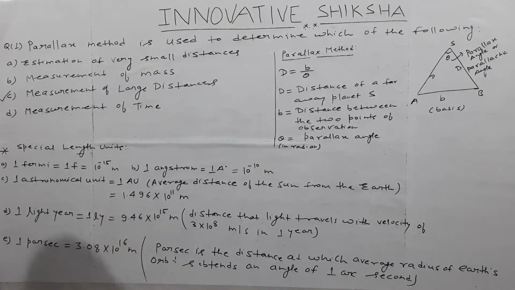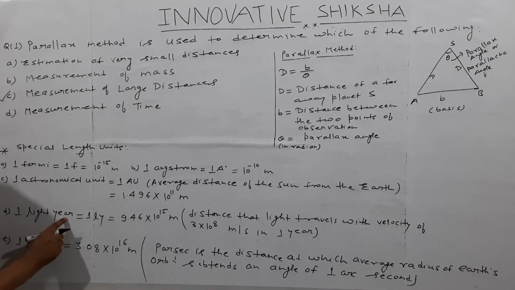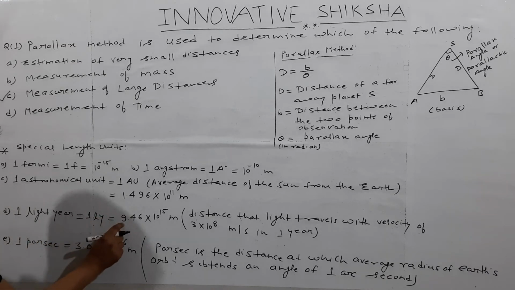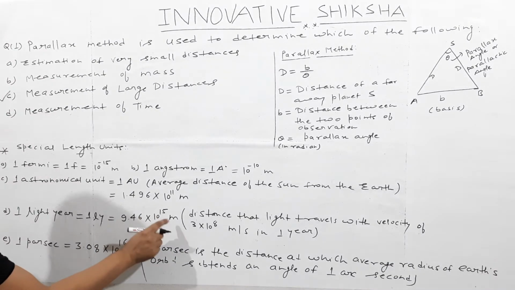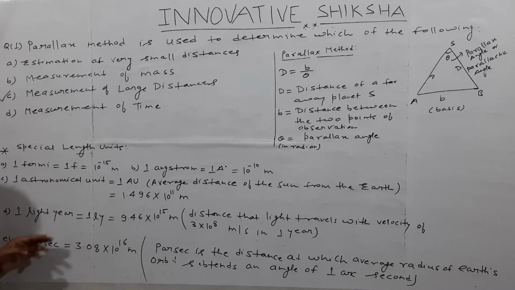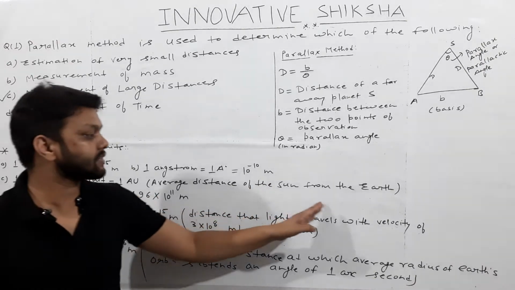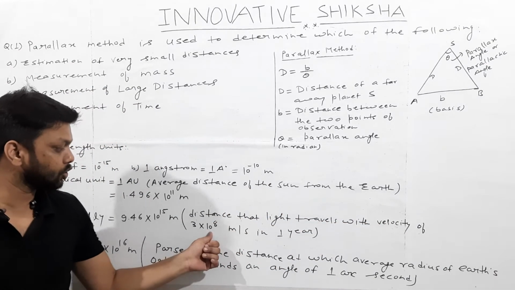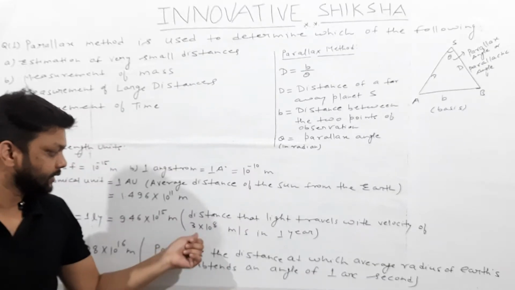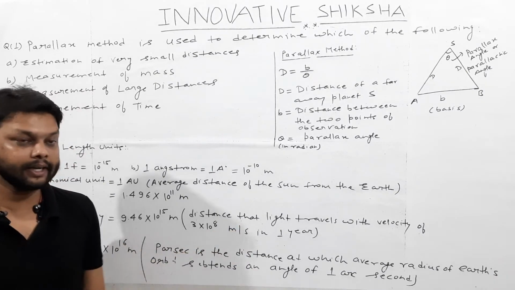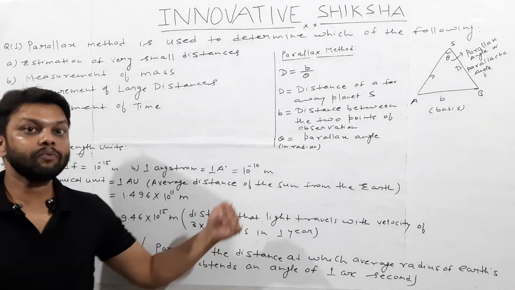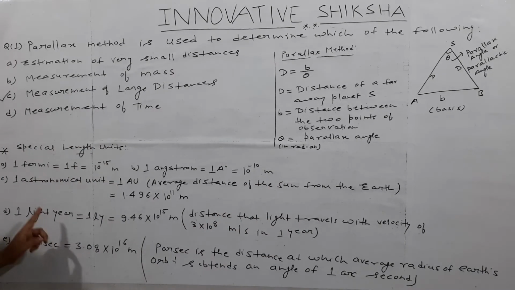Fine. The next one is 1 light year, which is denoted by 1 LY, which is equal to 9.46 into 10 to the power 15 meter. So how can we define 1 light year? Basically it is the distance that light travels with a velocity of 3 into 10 to the power 8 meter per second in 1 year. As you know, the velocity of light is 3 into 10 to the power 8 meter per second. So how much distance light travels by this velocity in 1 year is called 1 light year.